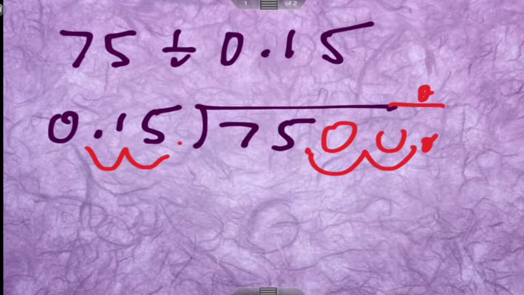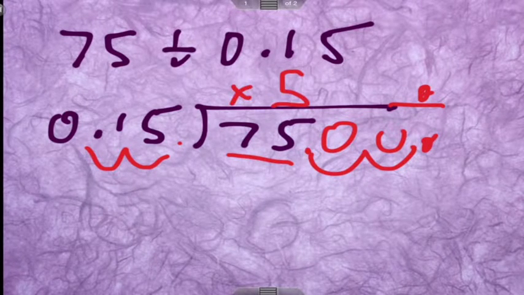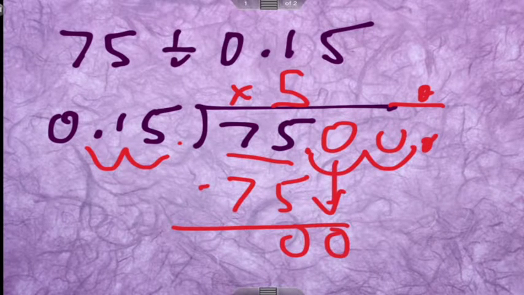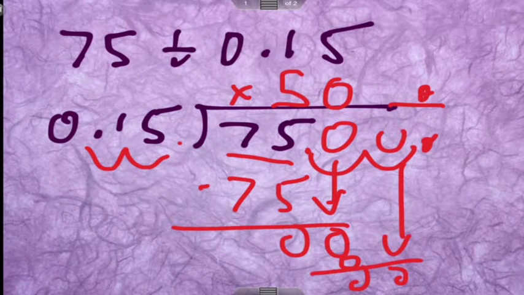So 15 goes into 75 now, 5 times. 5 times 15 is 75. Subtract, get 0, bring down the 0. 15 into 0 goes 0 times. 15 times 0 is 0. Bring down the 0. 15 into 0 is 0. So the answer is also 500.